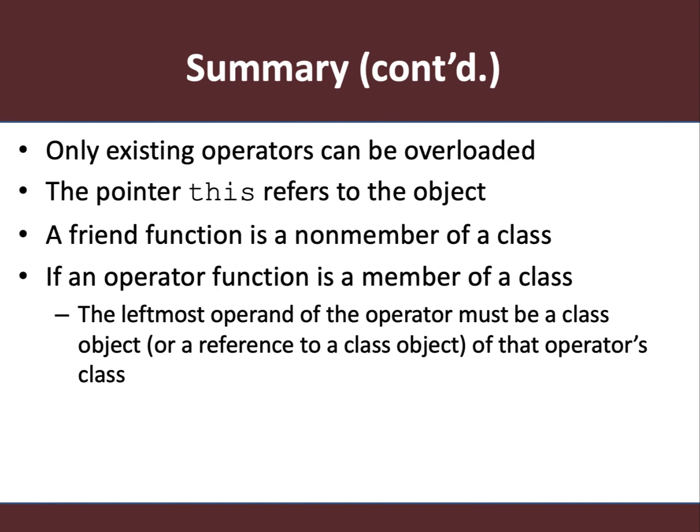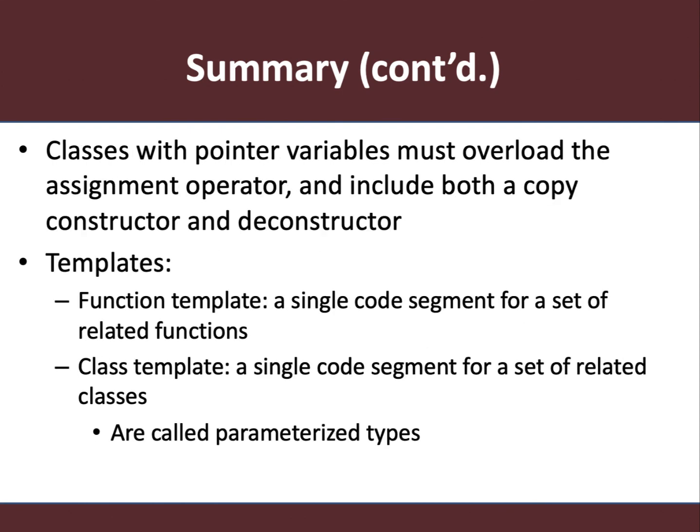A friend function is a non-member function of a class. If an operator function is a member of a class, the leftmost operand of the operator must be a class object or a reference to a class object of that operator's class. Classes with pointer variables must overload the assignment operator and include both a copy constructor and a destructor. Templates. Function template, a single code segment for a set of related functions. Class template, a single code segment for a set of related classes. These are all called parameterized types.